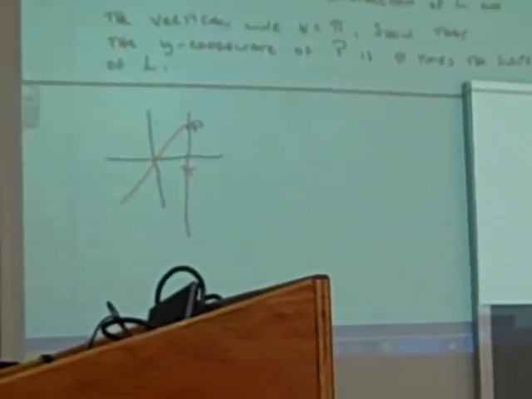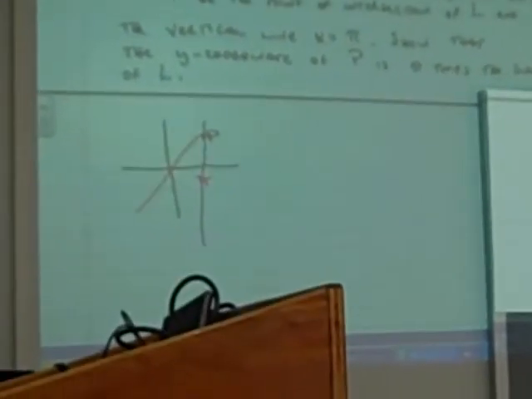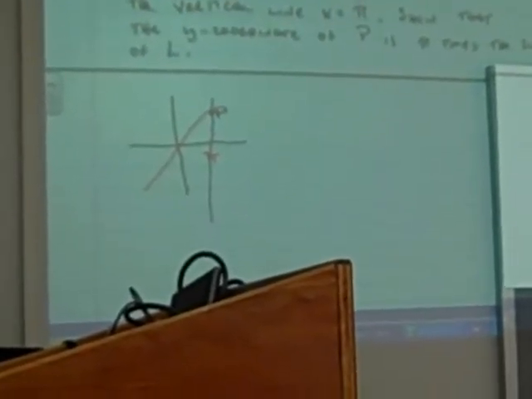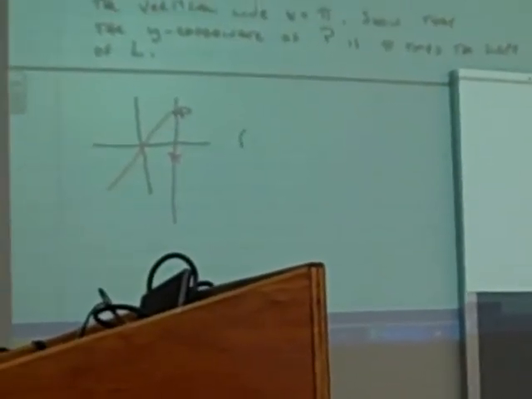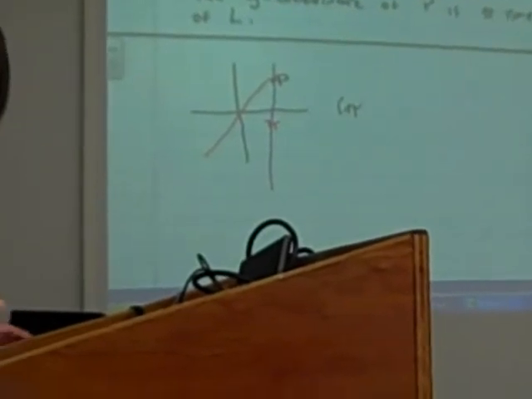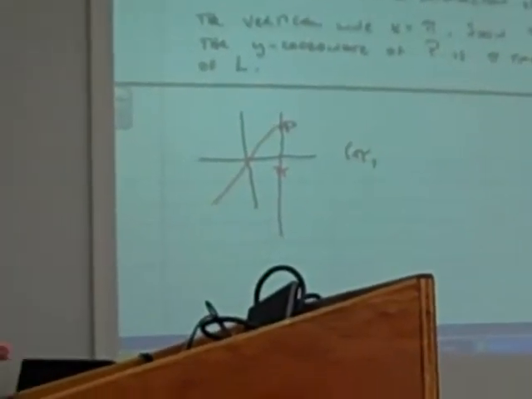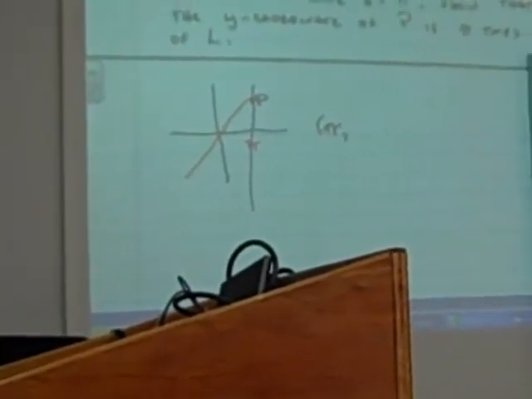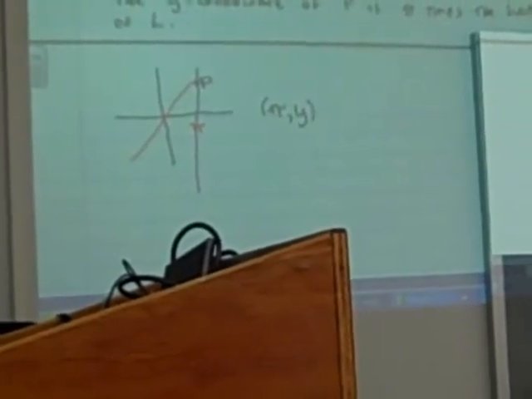Alright. Now, what it says, do we know the x or the y coordinate of that point P? We know the x coordinate, don't we? What is the x coordinate? Pi. Can you show me that? Do we know the y coordinate? We don't know the y coordinate, right? So what are we gonna put there? Y. Put y. Okay.